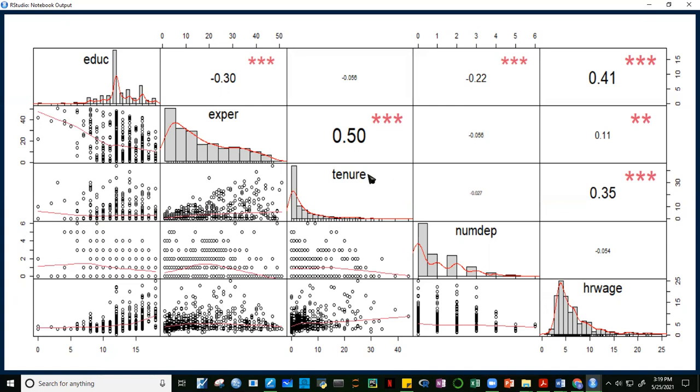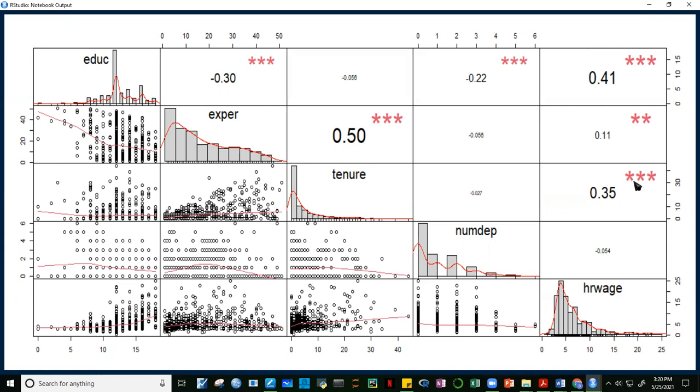Okay? All right. Then, ano pa? So the rest here, same explanation. Si hourly wage, gusto natin matataas yung correlation nito. Like this, education, 0.41. 3 stars, ibig sabihin statistically significant at 0.001 or at 0.1%.